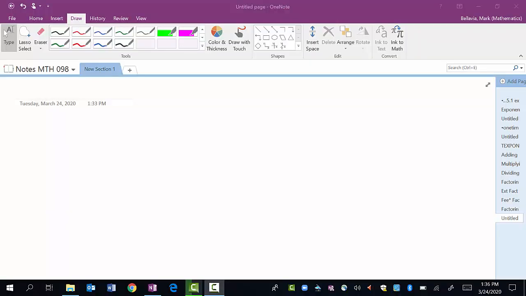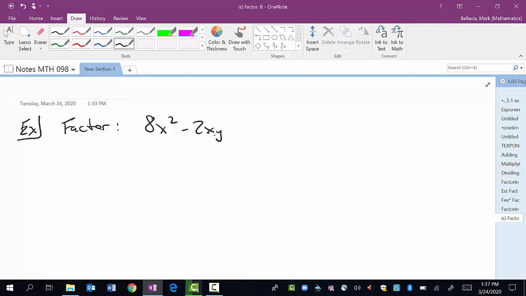All right, let's take a look at a few more examples here. If I said to factor 8x squared minus 2xy minus 3y squared, the first thing I want to look at here is if there is a GCF for the entire expression, I would want to factor it out. In this case, there isn't, so there's nothing to factor out.